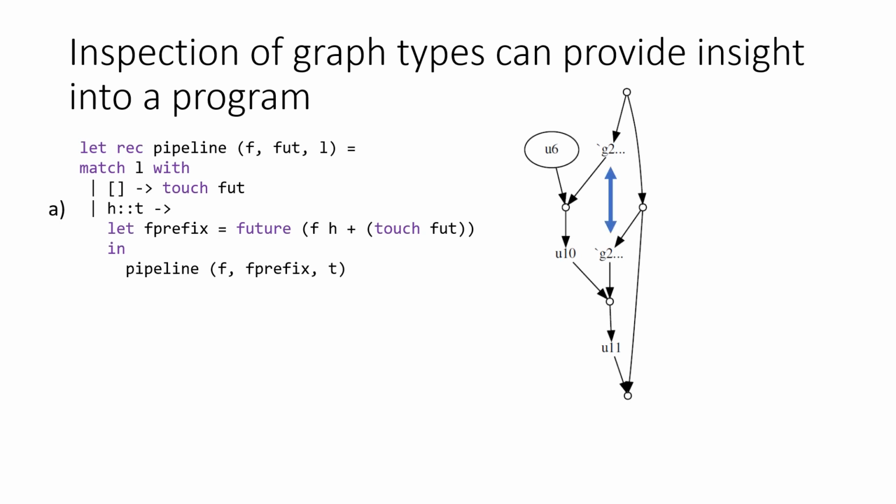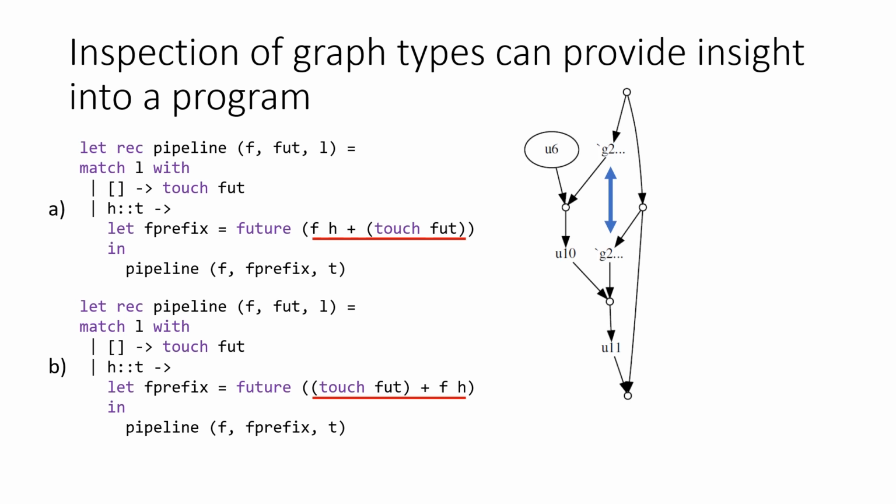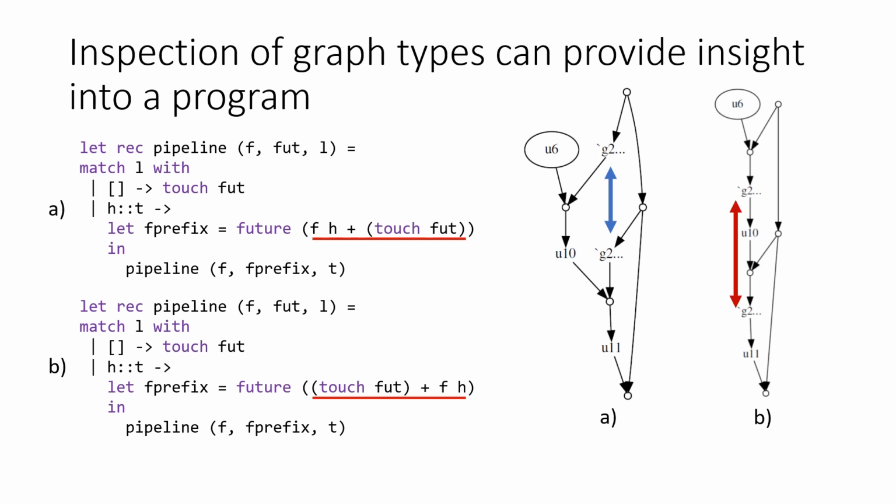Now consider a small change to just the underlined portion of the code. While swapping the order of the two addends won't make a difference to the final result, touching the previous future before the next call to f actually sequentializes all of the calls to f, as can also be seen in the graph.